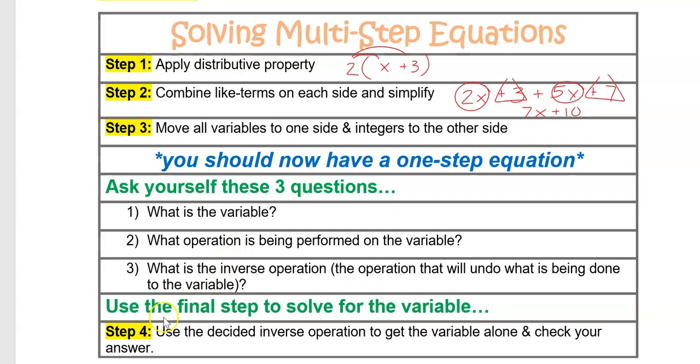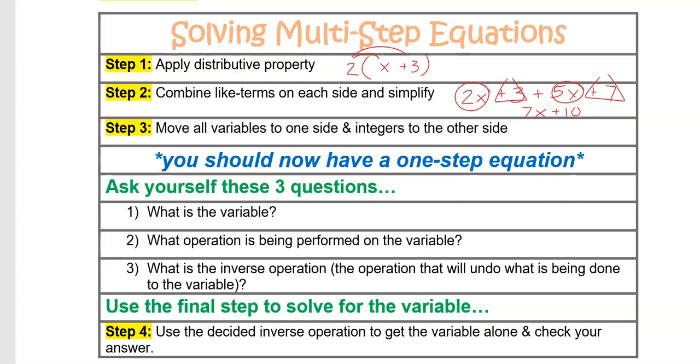Next, it asks you to move all variables to one side and integers to the other side. Now, in between the next step, you are left with a one-step equation. When you're left with a one-step equation, there are three questions you need to ask yourself, which you might remember from yesterday's lesson. So to review them quickly, the first question is, what is the variable? The next question asks you what operation is being performed on the variable. Lastly, it asks you, what is the inverse operation?